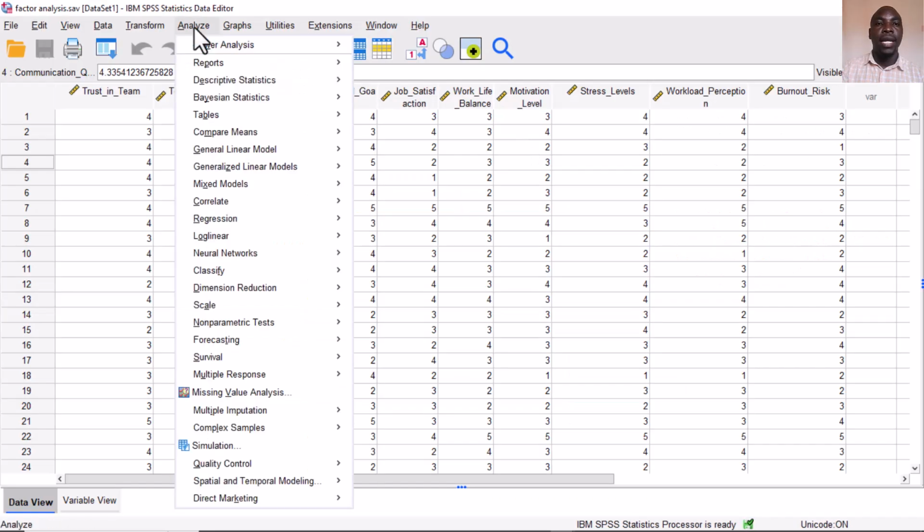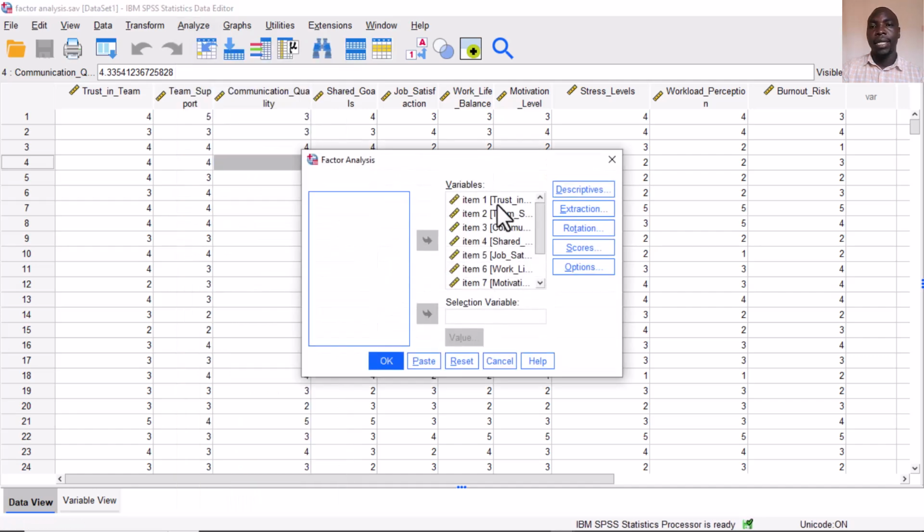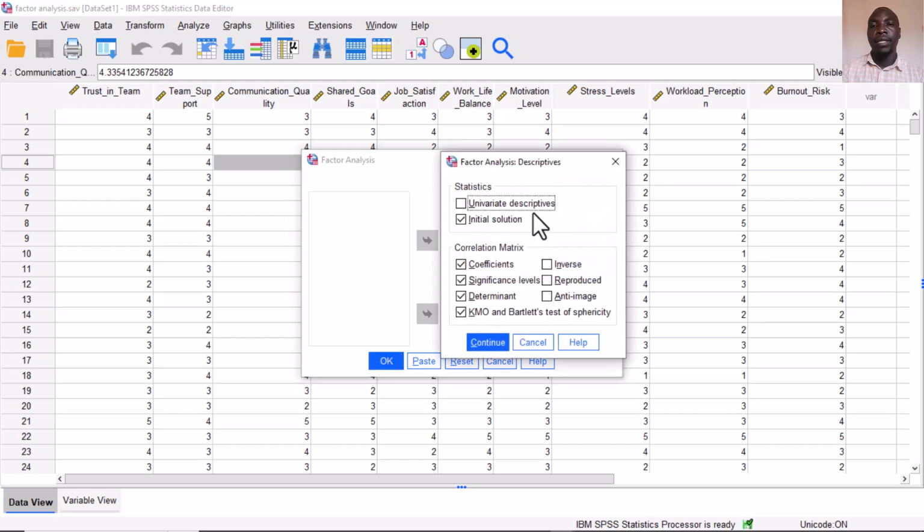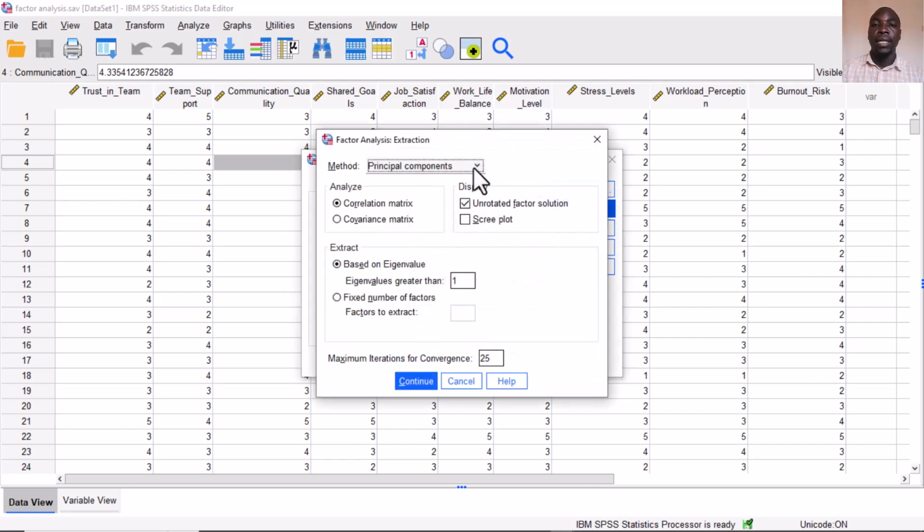We said we got to analyze, dimension reduction, factors. The factors are already there. For the descriptives, we said we are no longer interested in this. Continue. And then under extraction, since our interest is just to get the underlying structure, no further analysis, we are going to use principal axis factoring. In this, we are going to ask for the scree plot. For extraction, we are going to base on eigenvalues greater than 1.